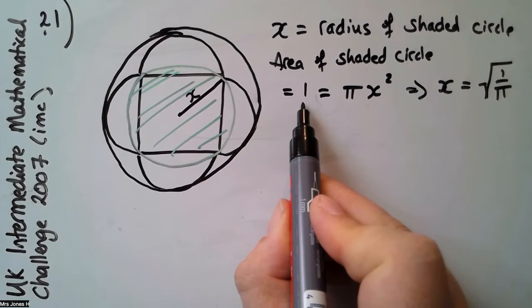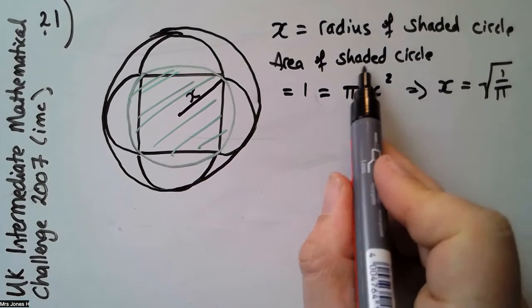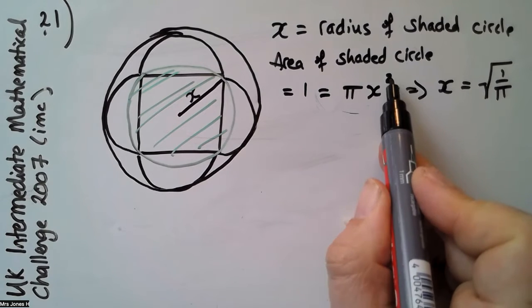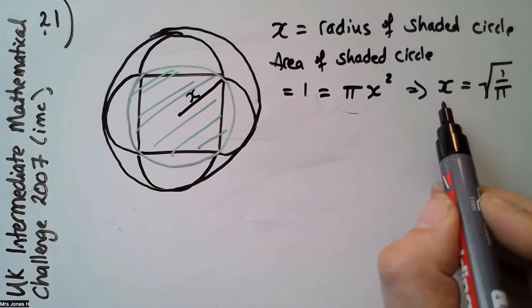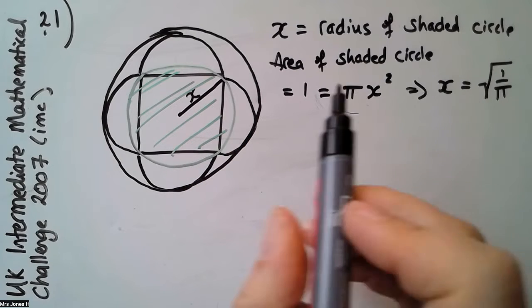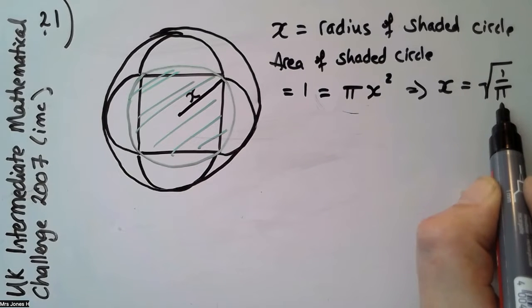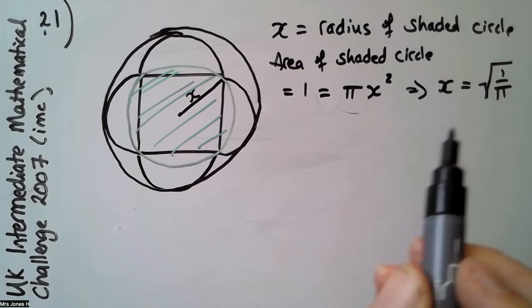So we know the area of the shaded circle is 1. We know the formula, pi r squared. x is what I've called r, you could have called it r instead. And therefore, that dimension is the square root of 1 over pi.